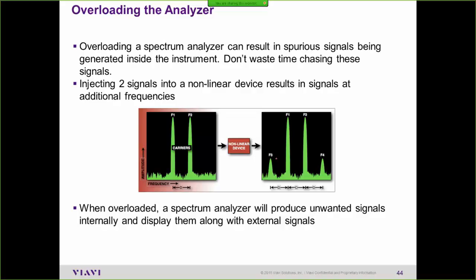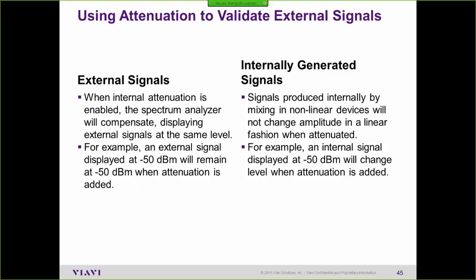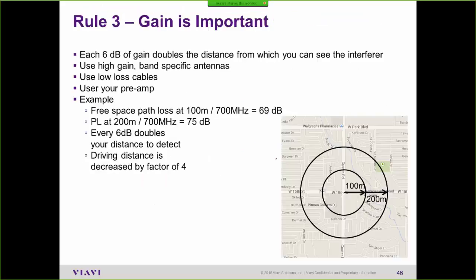If I can get it down to -106, that means I can see it from 20 feet. If I can get it down to -112, I can see it from 40 feet. If I get it down to -118, I can see it from 80 feet. It's pretty easy on this analyzer to get the DANL, the displayed average noise level, down below -130, which means you could see it from hundreds of feet away.